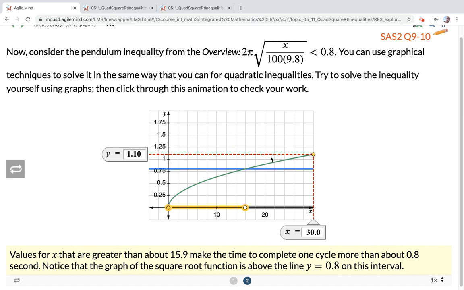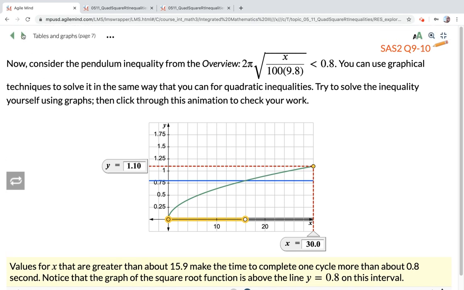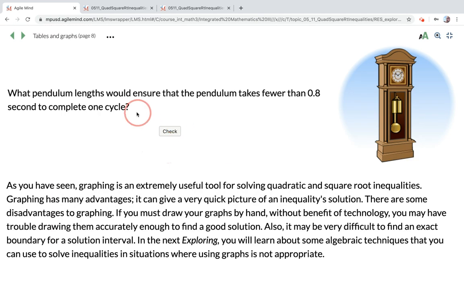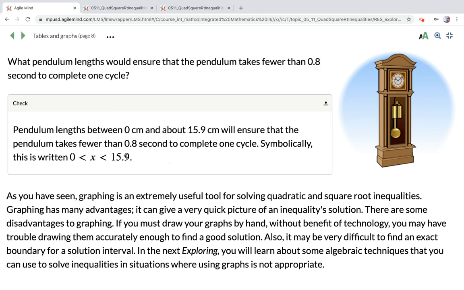So with this in mind, I hope you were able to answer question number 10. Looking at your graph, it looks like from 0 to 15.9 is going to give you your chunk of answers. Maybe that's not the right word. But all of your answers should be between 0 and 15.9. You could pick any pendulum length between 0 and 15.9 centimeters, and you're gonna speed up that clock, and your parents are gonna wonder what the heck is going on with this.